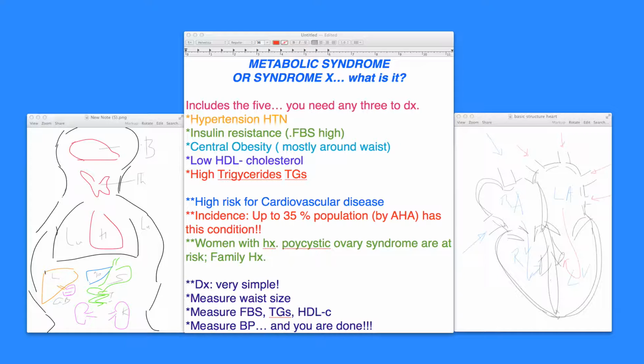Women in general are especially at risk. There are 2 categories: polycystic ovary syndrome, which makes it a little higher risk, and then you have a family history of either obesity or insulin resistance, which is common, or high blood pressure. These are all familial genetic compositions where you'll see there's a family history as well.